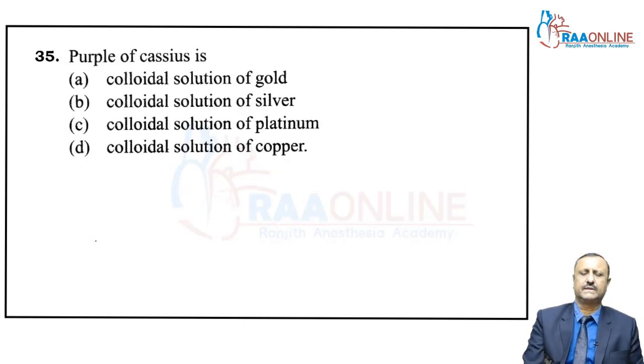Now, question number 35, my dear students. Purple of Cassius is a colloidal solution of gold. When you prepare the colloidal solution of gold, you place rods of gold and electricity is generated, positive and negative charges are present, and this is in ice cold water.